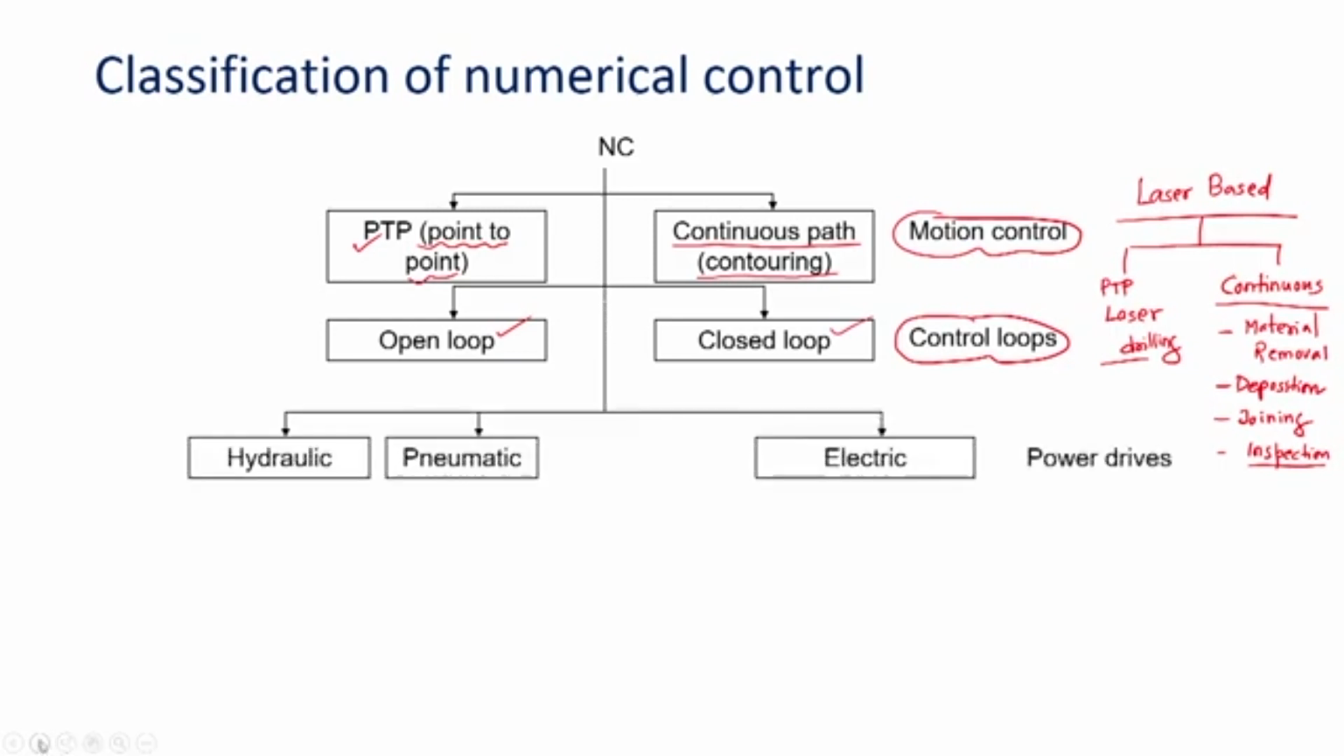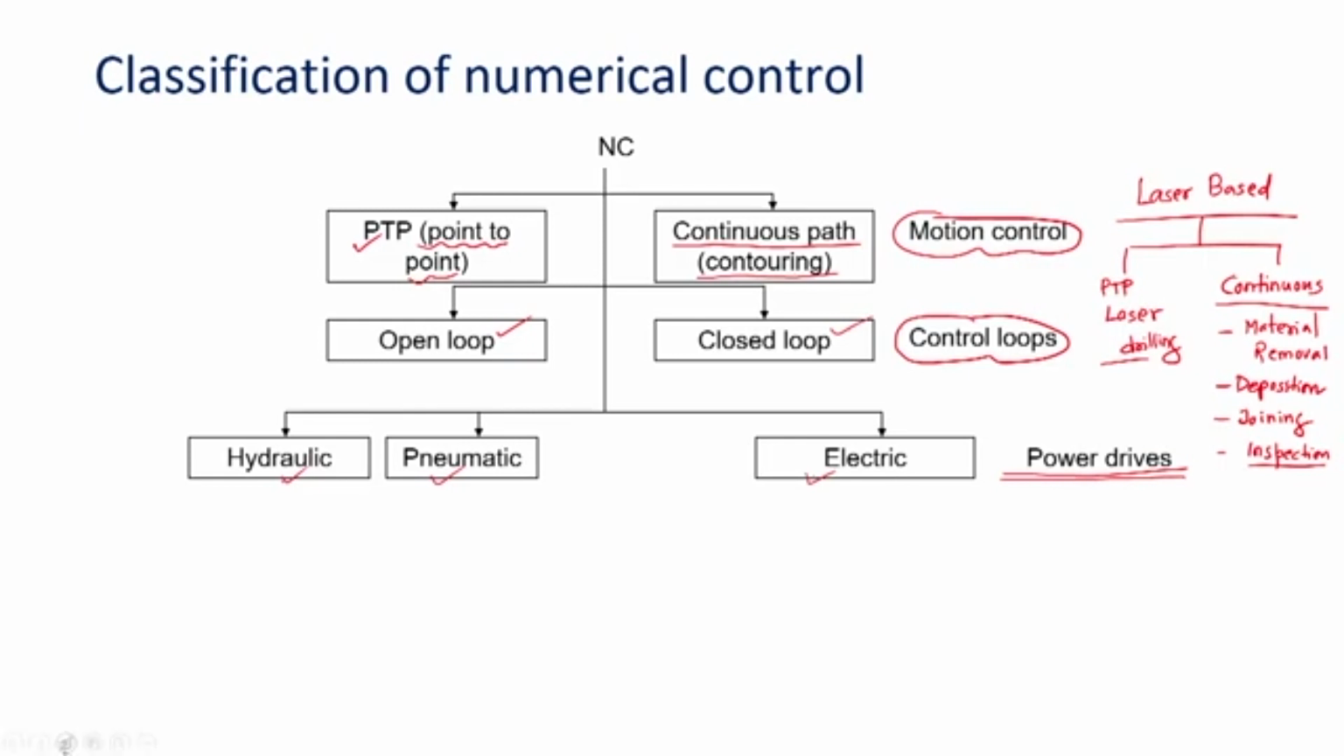Then the NC machine tools can also be classified based upon the positioning system, whether the NC is following the incremental mode of positioning or the absolute mode with respect to a certain reference or datum. And the last one is whether it is soft wired or hard wired. So, let us see one by one the meaning of this classification.